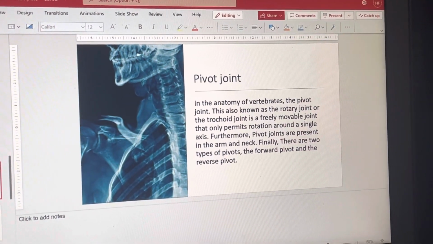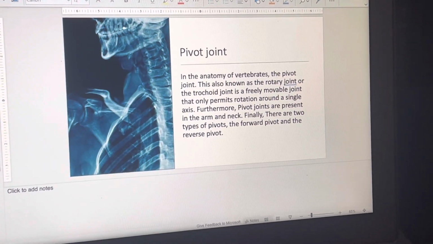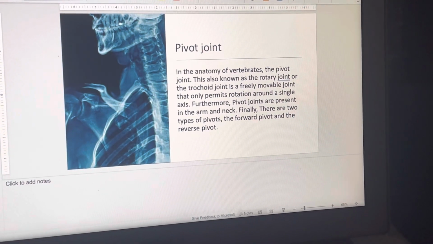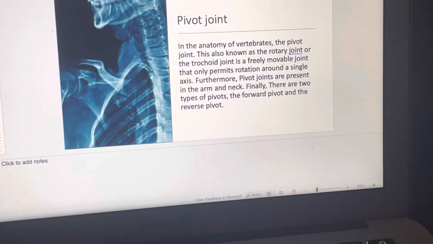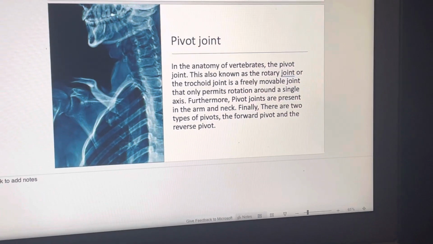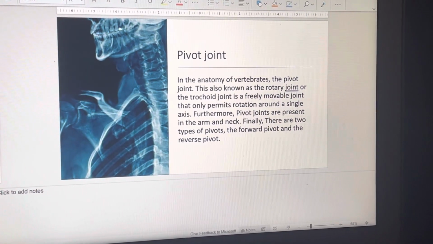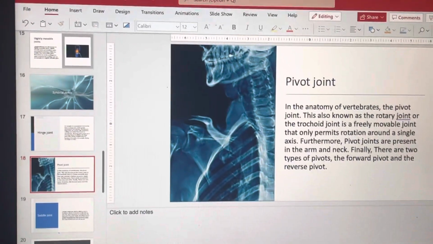Pivot joint. In the anatomy of vertebrates, the pivot joint is also known as the rotary joint or the trochoid joint. It's a freely moving joint that only permits rotation around a single axis. Furthermore, pivot joints are present in the arm and neck. Finally, there are two types of pivots, the forward pivot and the reverse pivot.